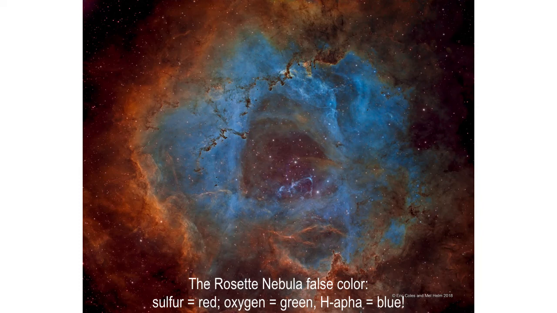Oxygen, the greenish areas that you can see here, and I don't think oxygen comes through as green to the eye. But they used an oxygen filter and then false colored it green. And then the H alpha filter, they false colored that blue. So that's the Rosette. So we use this as a tool. We identify stuff, even in some distant nebula, millions of light years away. And we can see this thing.